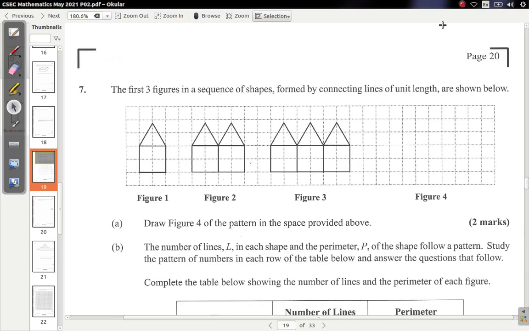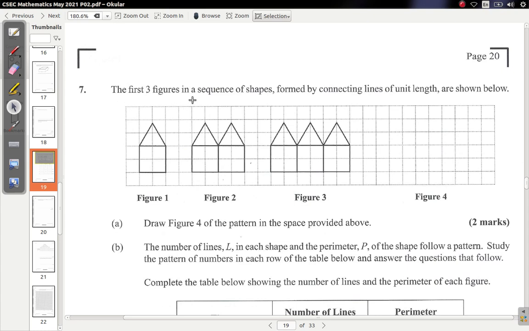Now, we reach question 7. We'll continue the CSEC Mathematics May 2021 paper. We've done most of the paper already. As you go along in the past paper, the questions get harder, and you have to do more work for the same amount of marks. Same number of marks. So anyway, question 7.